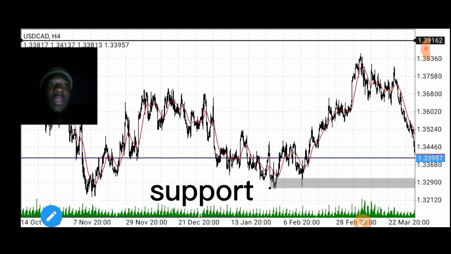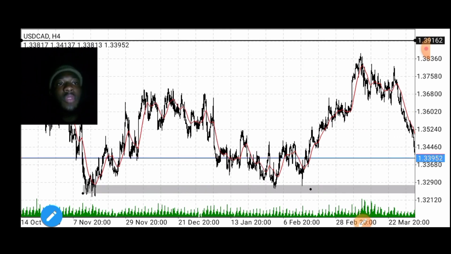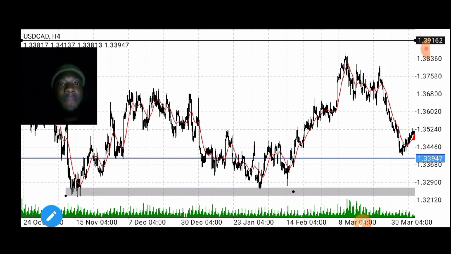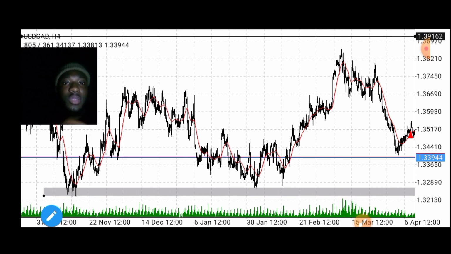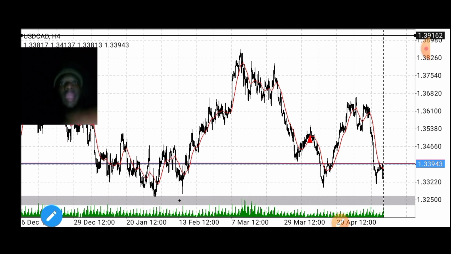Okay, the main resistance, because if we extend it to this side, remember I told you that support and resistance is an area in the market, not just a line. So we can't use a line for it. Okay, we can't use a line for it. So it's an area. This is kind of the top support area in this market, USD CAD.